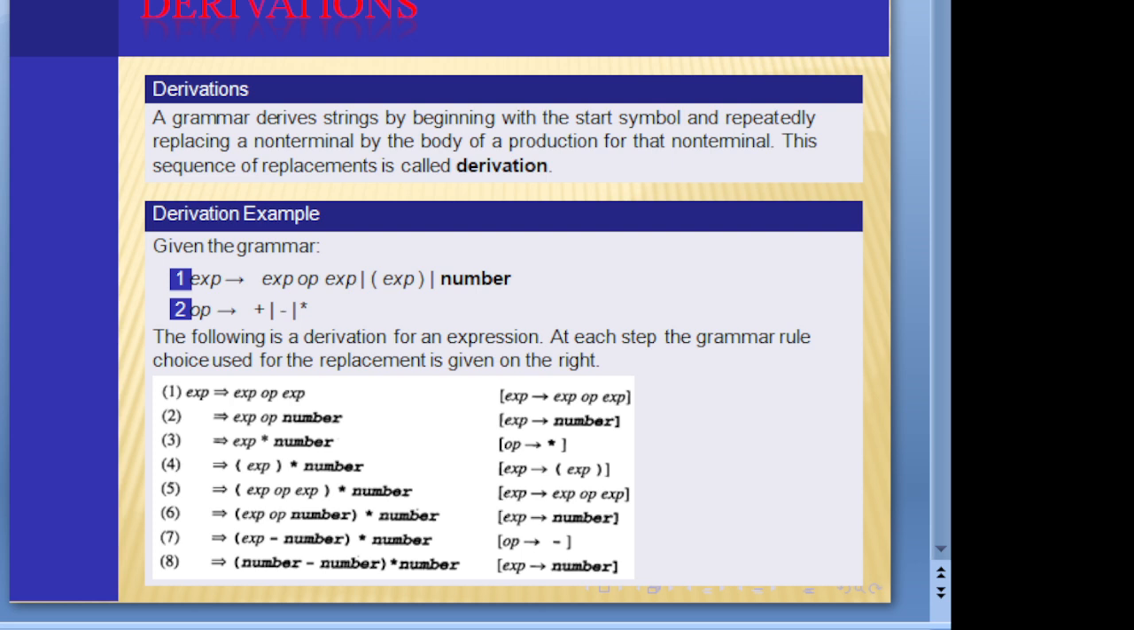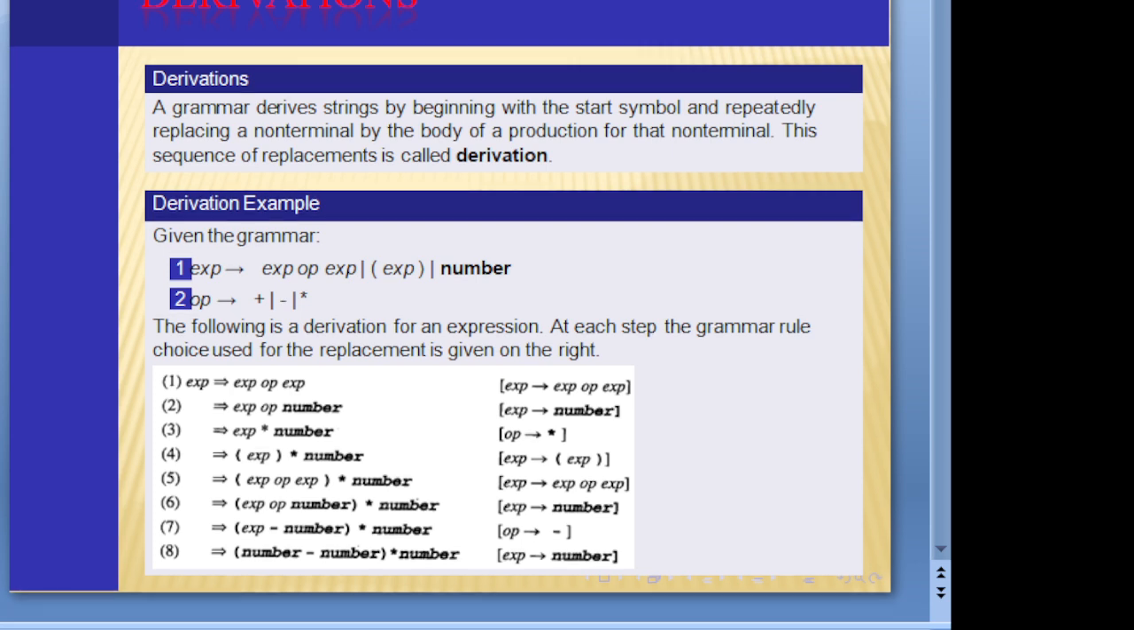So the grammar derivation is: expression implies expression operator expression, or expression implies number. Operators are plus, minus, star. So this is an example of derivations.